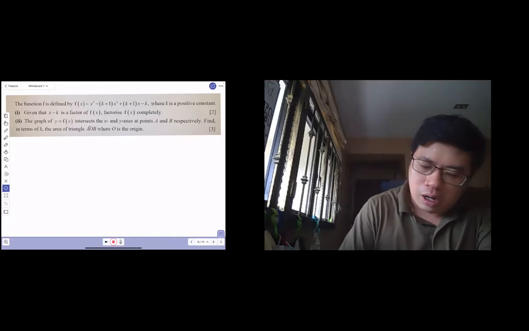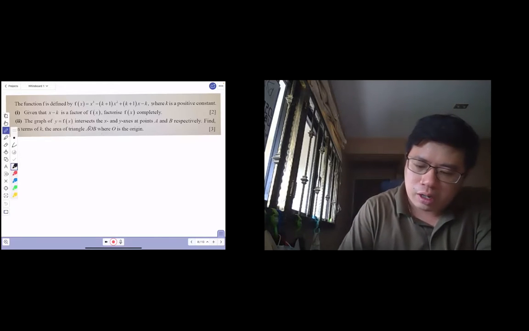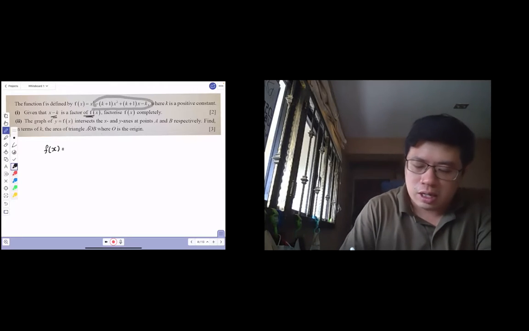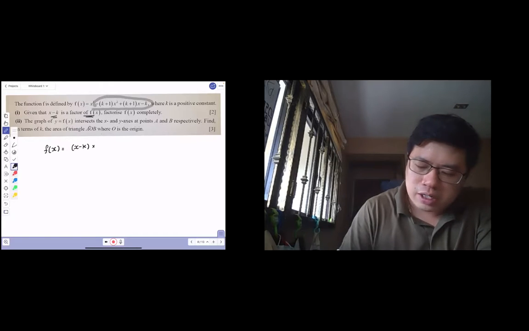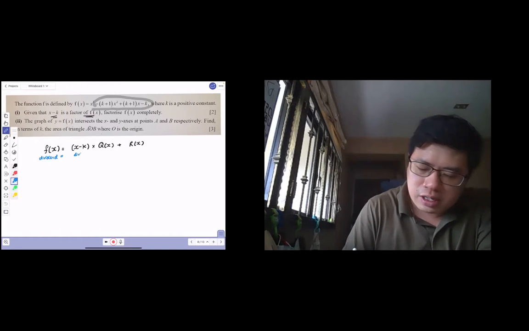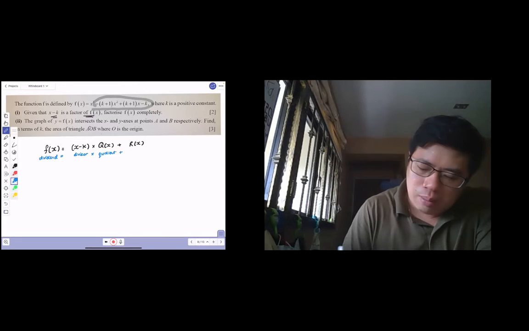So f(x) over here, if x minus k is a factor of f(x), that means I can say that my f(x), which is my dividend, by the division algorithm is x minus k multiplied by some quotient, added to some remainder. This is me just applying the division algorithm, where dividend is equal to divisor multiplied by quotient plus the remainder.